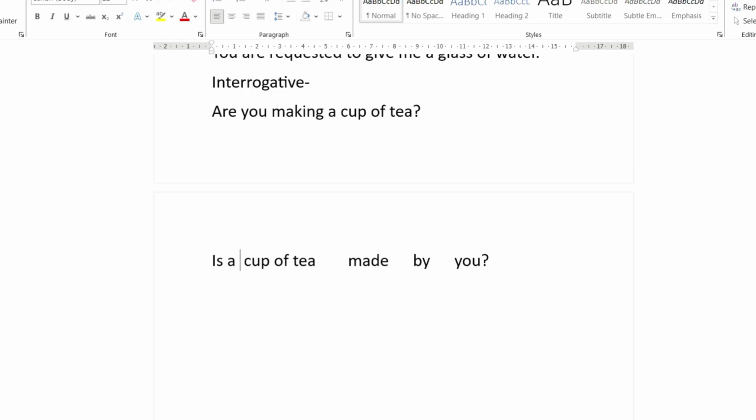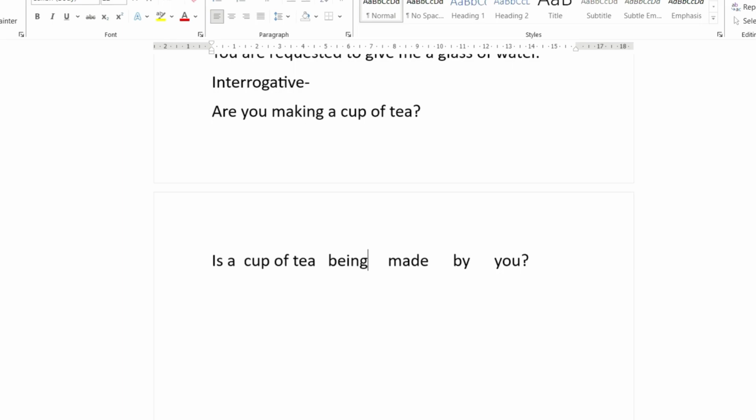Till now we have done 3 rules. First rule we have done interchange. Second rule we have done addition of by. Third rule we have done changing verb into V3. And the helping verb, what was already there, I have written. But the fourth rule is still left. What was that? Adding something extra. Because it is a continuous sentence, the extra word is being. Is a cup being made by you?